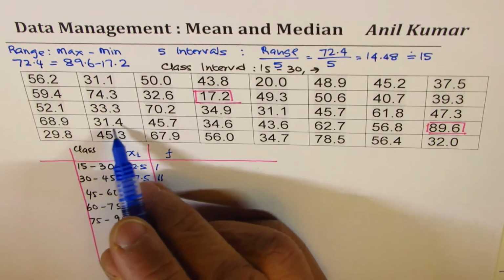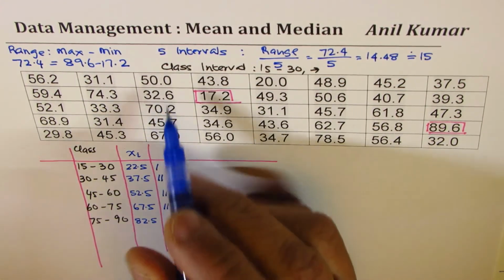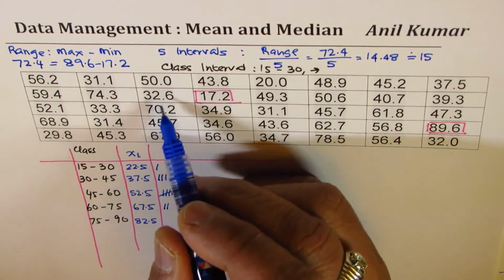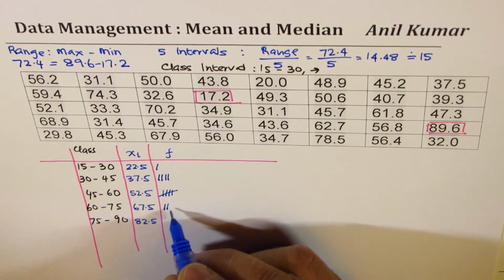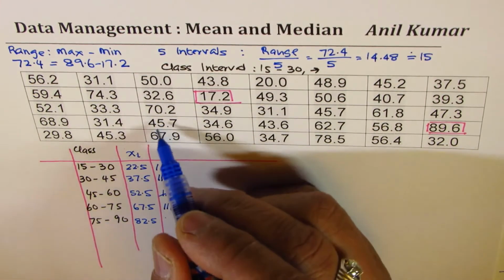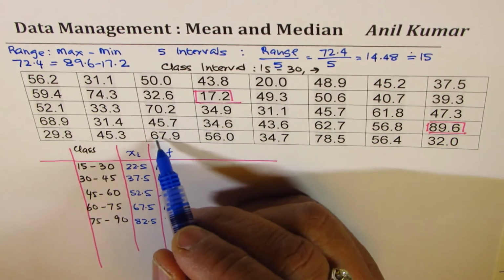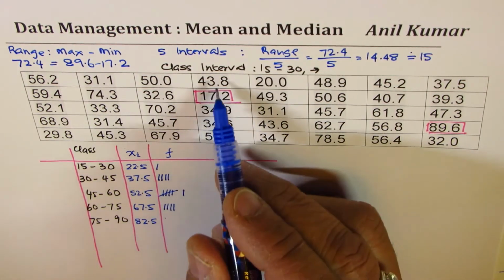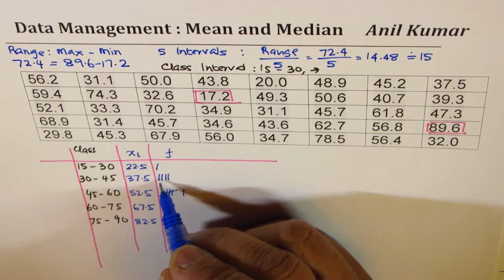33.3. 31, 45, 50. So that is there. 32.6, 70.2. So 70.2 is here. 45.7. So you have to be very careful about this. 67.9. Now 43.8.